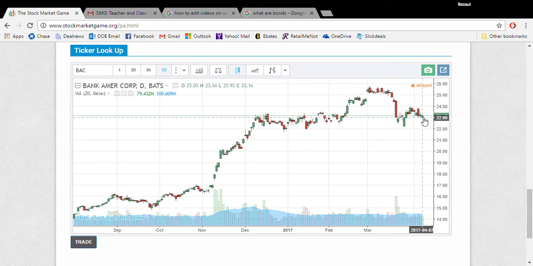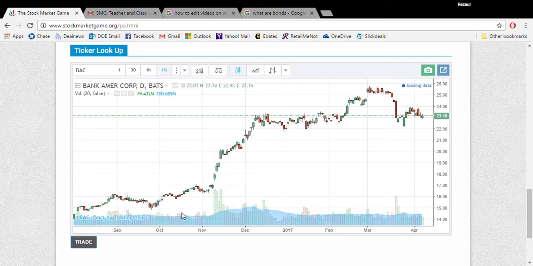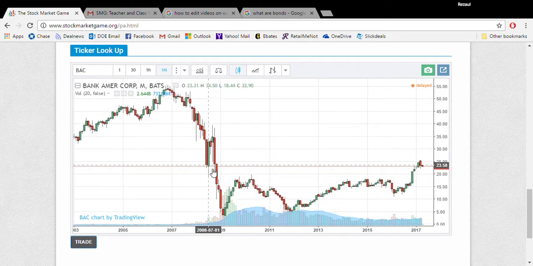It's gradually coming up. If I want to take a look at the maximum, let me see if it shows me. Okay, so there was a big dip in 2009, and we talked about this in class. But since then, it's been gradually going up. And this is the highest it's been since 2009.